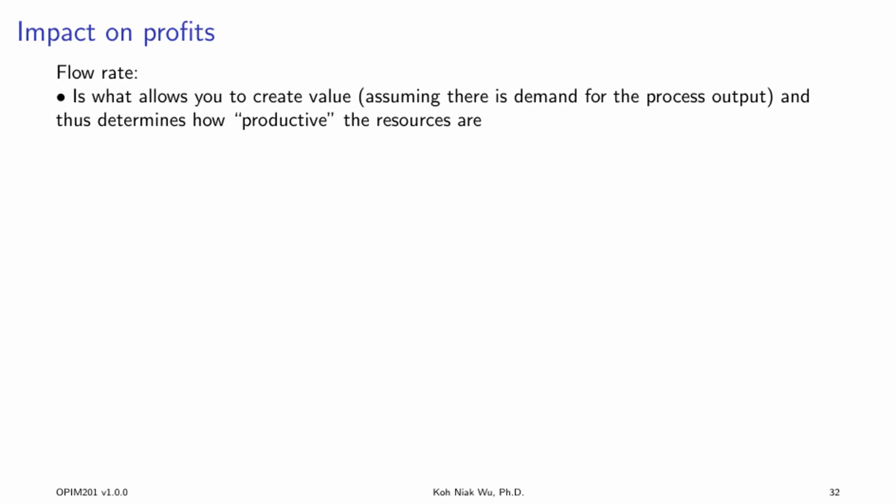Flow rate represents how much value you create. Assuming there is demand for your output, this rate shows how productive your resources are. A higher flow rate means more value generated. Imagine a bakery that produces 100 loaves of bread per hour. This flow rate indicates how much value the bakery creates. If there's a high demand for bread, a higher flow rate means more sales and ultimately, more profit. For instance, if the bakery can increase its production to 150 loaves per hour without compromising quality, it can meet customer demand more effectively. This increase not only boosts revenue but also enhances the bakery's reputation for reliability.